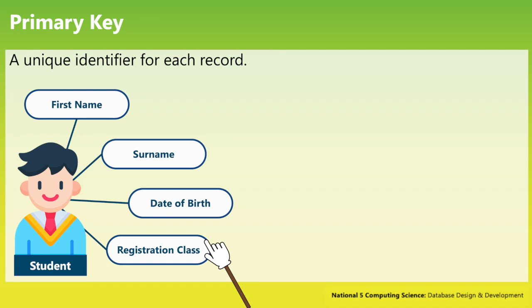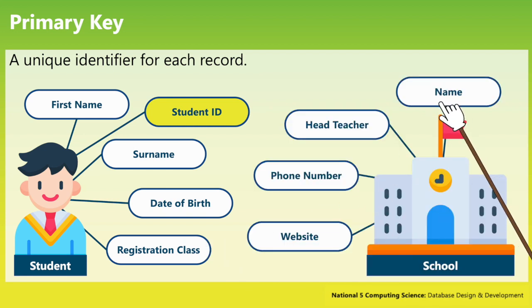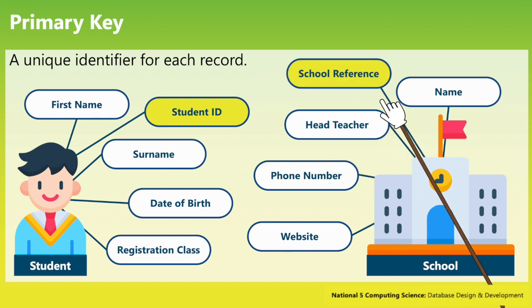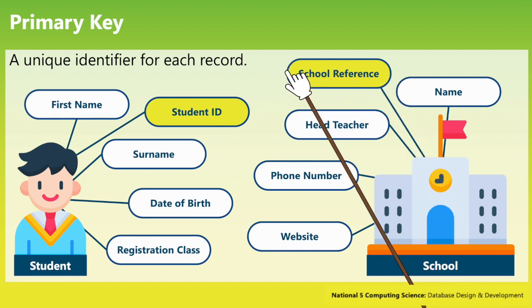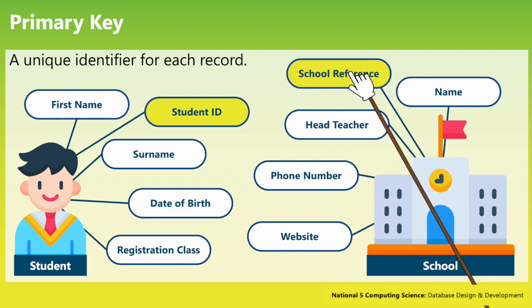So let's add a field, for example, student ID, that we can use to uniquely identify a student. If we look at our other entity, school, we have name, head teacher, phone number and website. Whilst the phone number could be a primary key, it's a very long field to be a primary key. So we're going to add in one called school reference. So to uniquely identify a school, we can use the field name school reference.